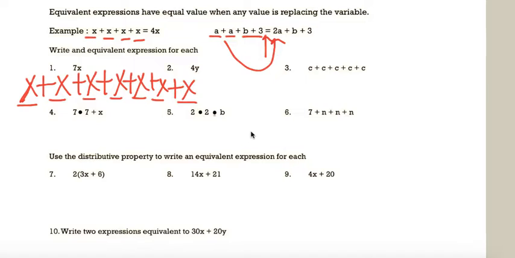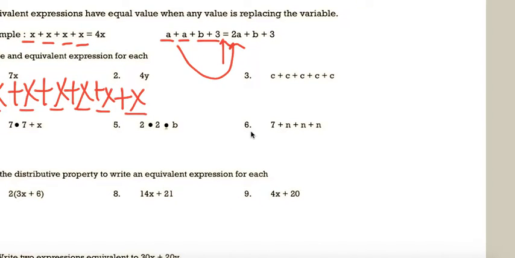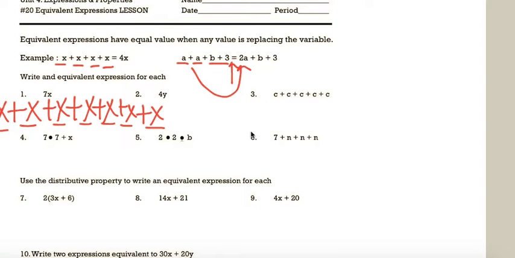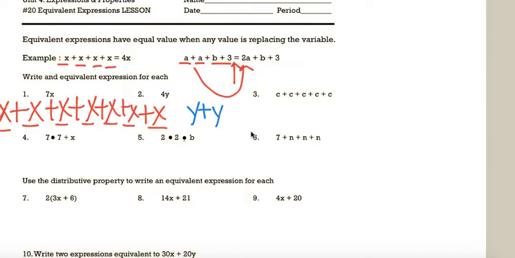So for number 2, we're going to do the same thing, but now we have y. I'm going to write y 4 times. So repeat addition with y 4 times. So I'm going to say y plus y plus y plus y. Now I have 4 y's. So 4 times y is y plus y plus y plus y.